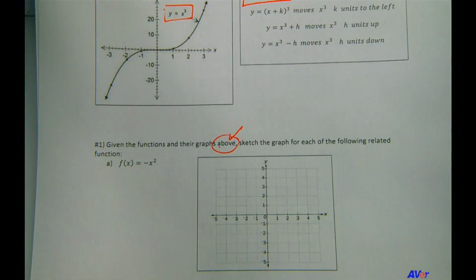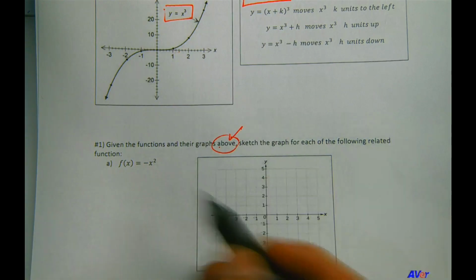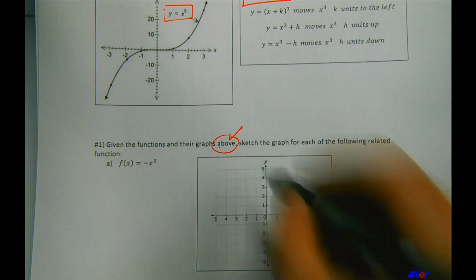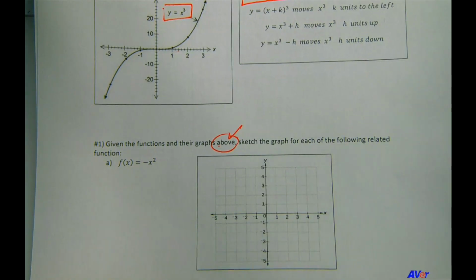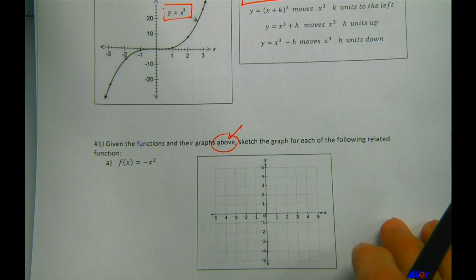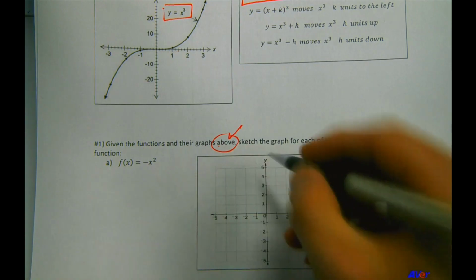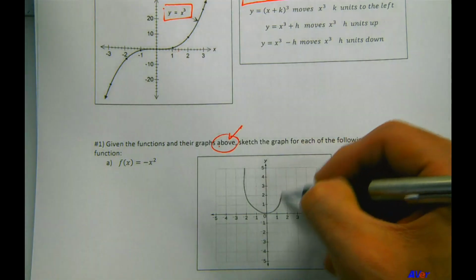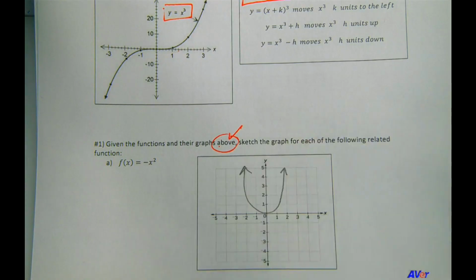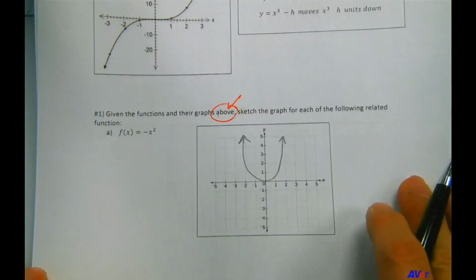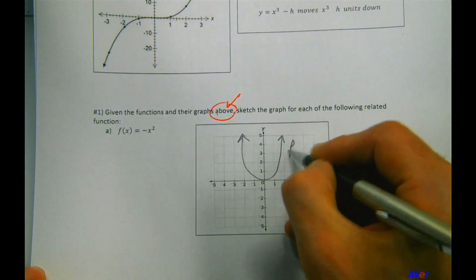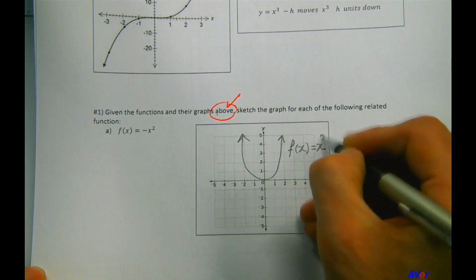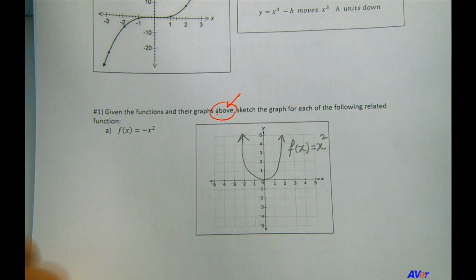Well, let's sketch the original f of x equals x squared function. So I'm going to draw this with my pencil, if I can find it here. Yeah. So with my pencil, I'm going to lightly draw the f of x equals x squared function. So it would be something like this. And this would be f of x equals x squared. I'm intentionally drawing this lightly.